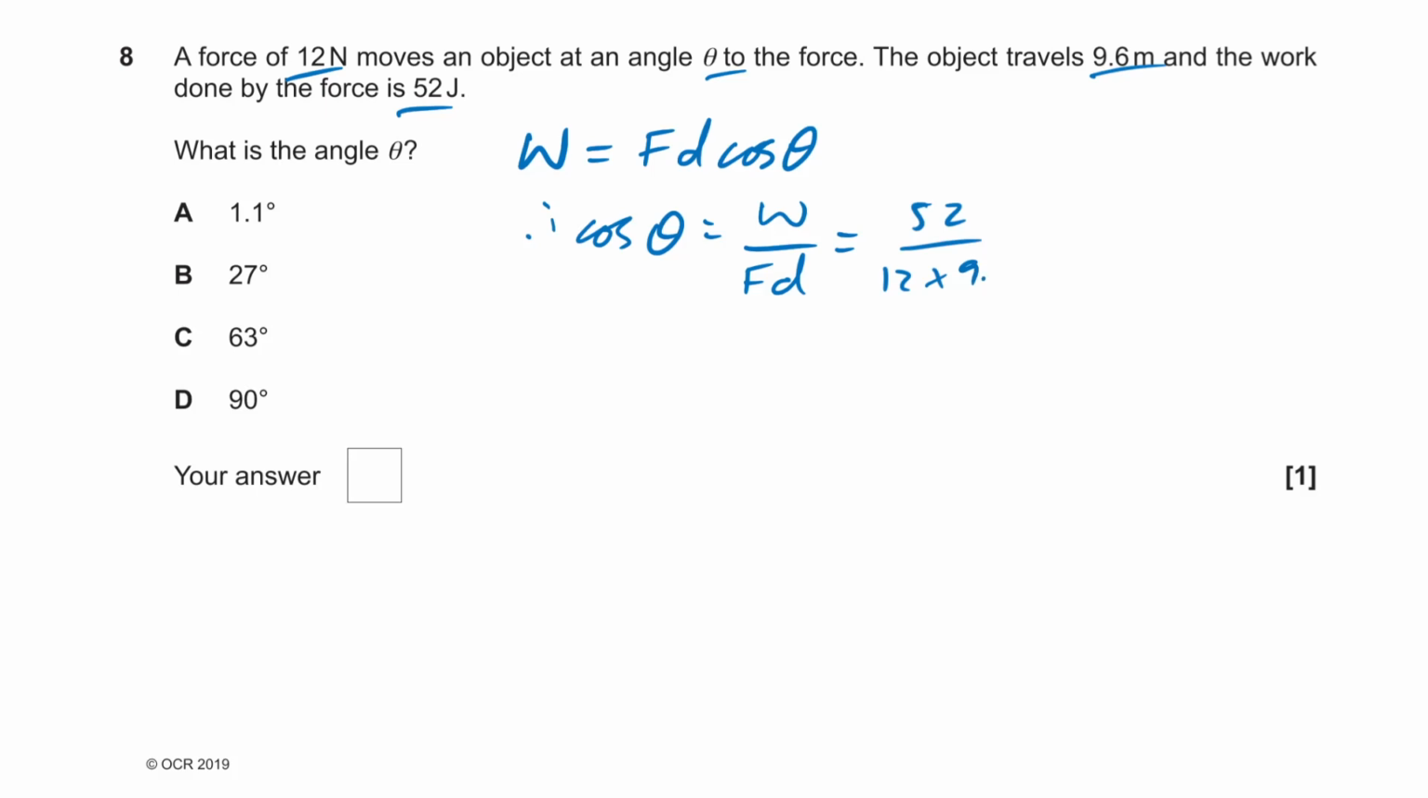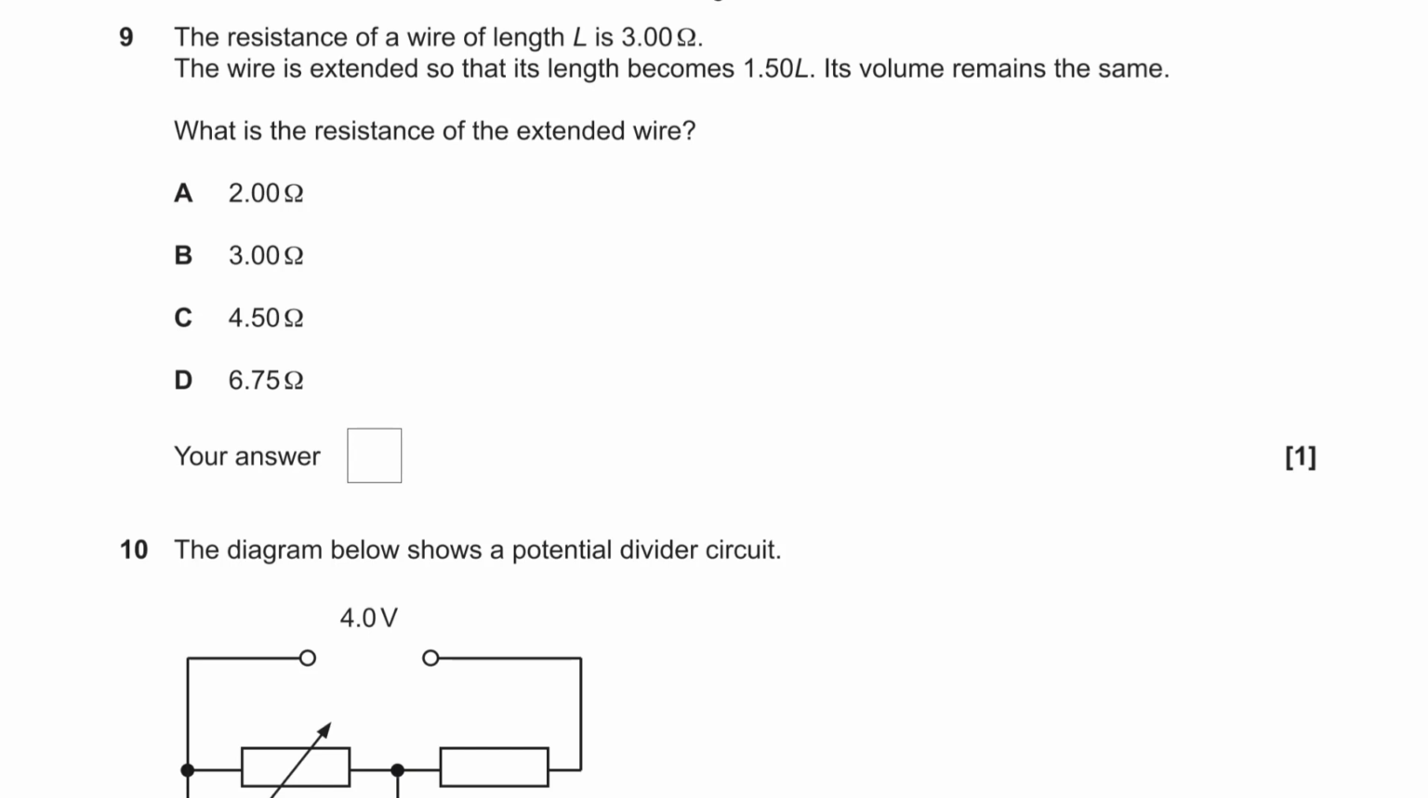Yes, I've changed the W here, sue me. So that's 52 divided by 12 times 9.6. And so inverse cosing that, and we get 63 degrees. So the answer is C. Nice easy one. Now we have a wire, and it's got 3 ohms resistance.